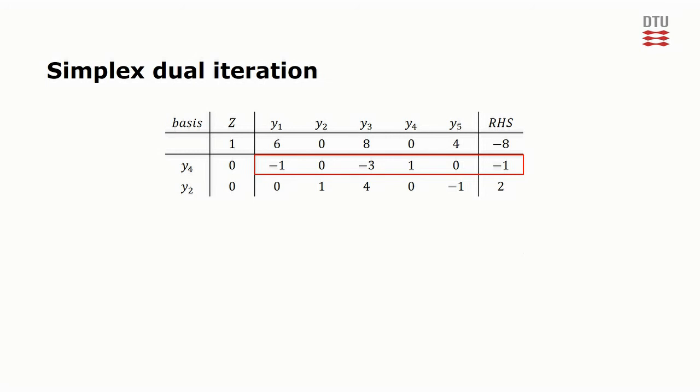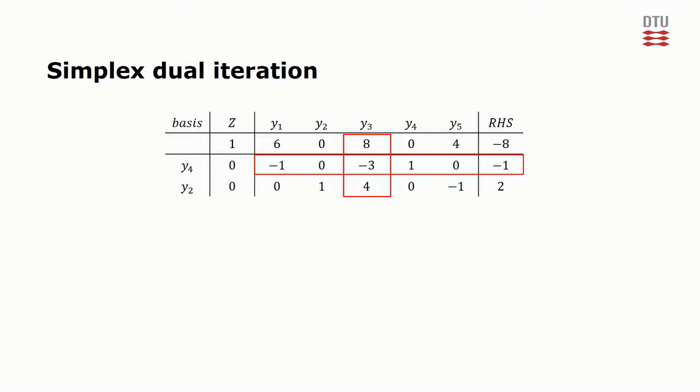We then look through the negative coefficients of that corresponding row and compare them to the coefficients of row 0. This works very similarly to a primal simplex iteration in that we look for the most restricted variable, in this case y3, as 8 divided by 3 is less than 6 divided by 1. This gives us the entering variable y3. We are now able to continue the dual simplex iteration.